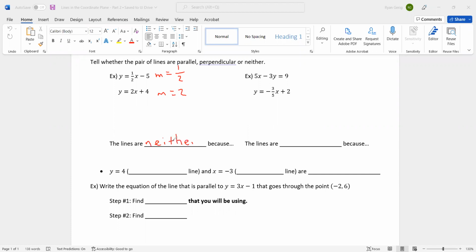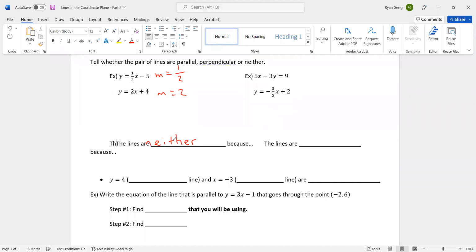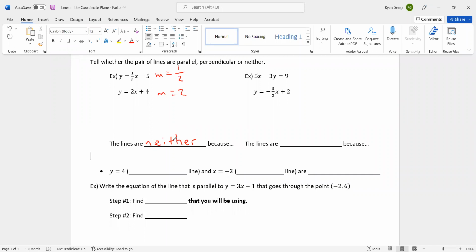Why? This is where I'm going to start typing. The slopes are not the same. If they're not the same, then they're not parallel. Okay? They are also both positive, right? So they can't be perpendicular. If they're both positive, they're not opposites of each other. Yes, they are reciprocals, but they're not opposites. Go ahead and delete that. If you didn't get that written down, rewind the video a little bit and watch that again.